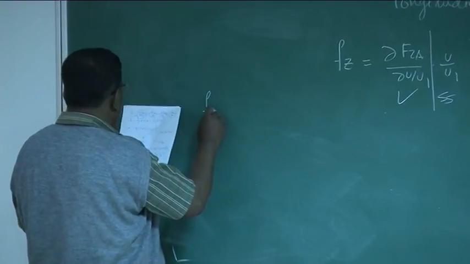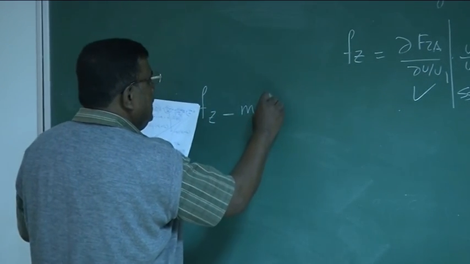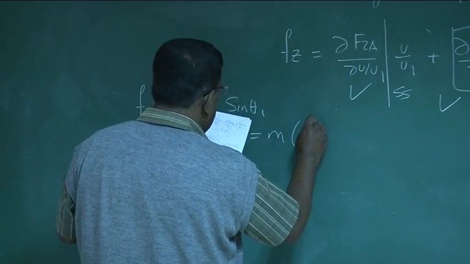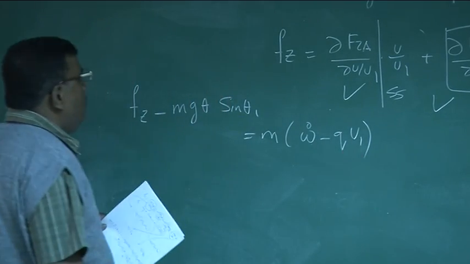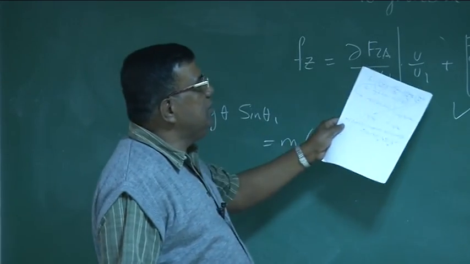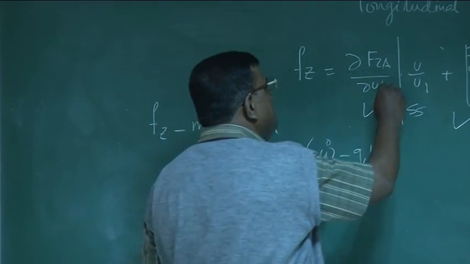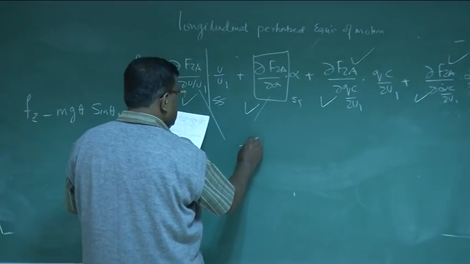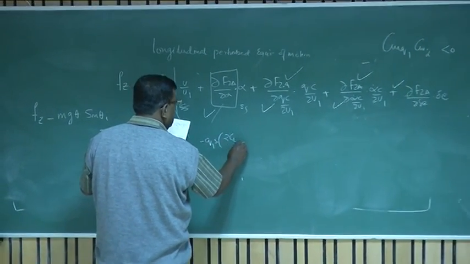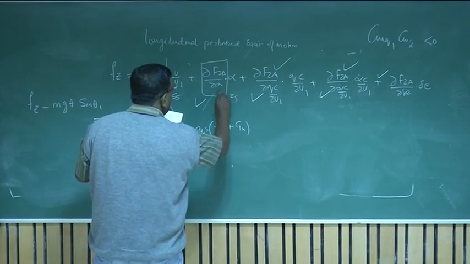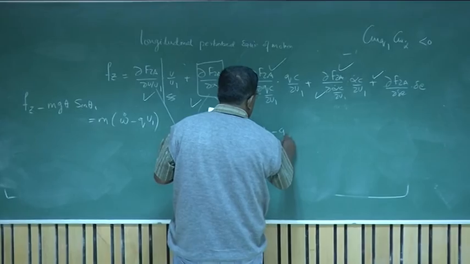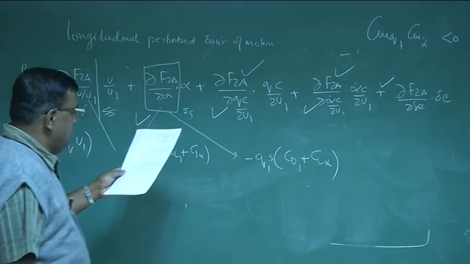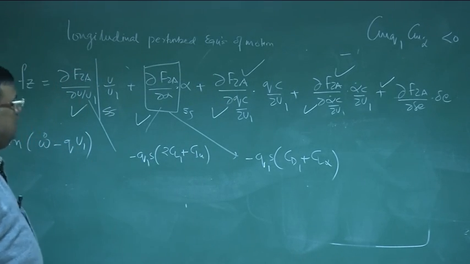You know the equation of motion is Fz minus mg sine theta 1 theta is equal to m w dot minus q u1, right? We have to substitute Fz using this expression and using the values or expressions for all these terms. For example, for dFz by du1, we will put minus q1s into 2cl1 plus clu, right? For dFz by d alpha, we will put minus q1s into cd1 plus cl alpha, like that. For dFz by dq also, we will put clq into qc by 2u1.